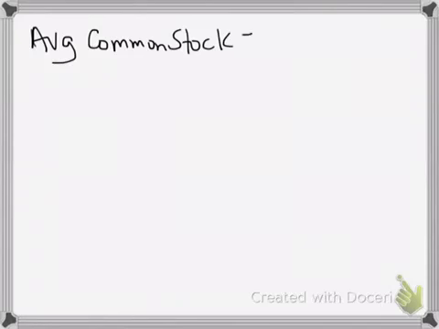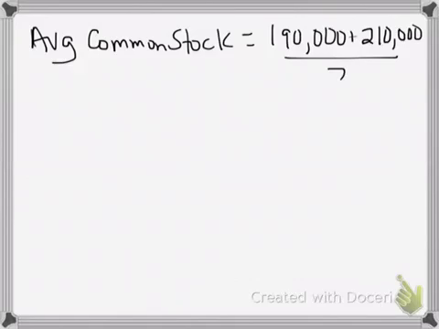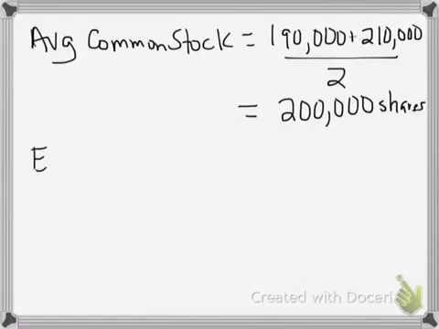we are going to take the beginning of the year shares at 190,000. We will add it to the end of the year shares, which was 110. Divide that by 2 because it is an average and we have 2 items, and that is going to give us 200,000 shares.